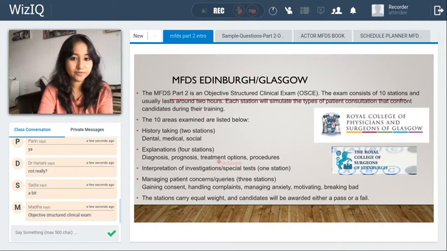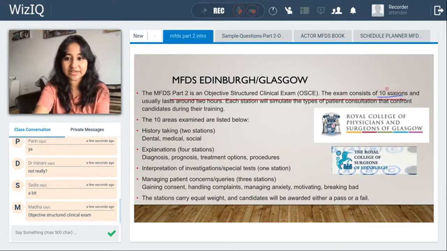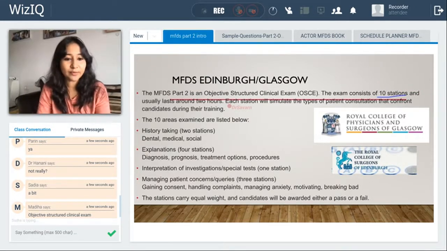Exactly. That's correct, Madiha. So OSCE is basically objective structured clinical examination. As you probably know, there are around 10 stations. Every station has a different theme. As you can see here in the slides also, there are 10 stations and you have two rest stations. So the overall exam would happen for about 2 hours.